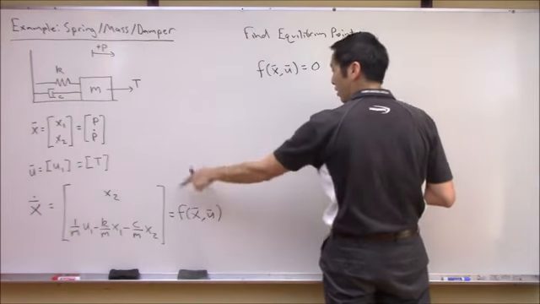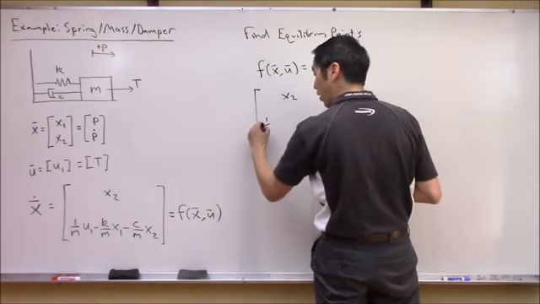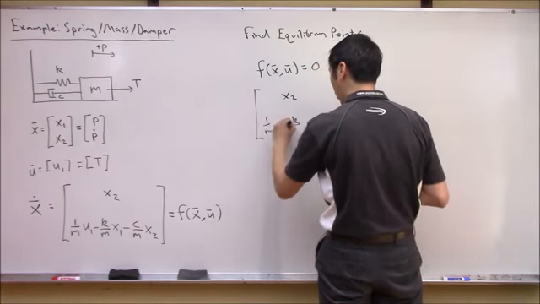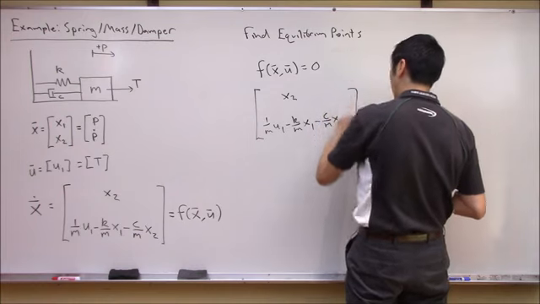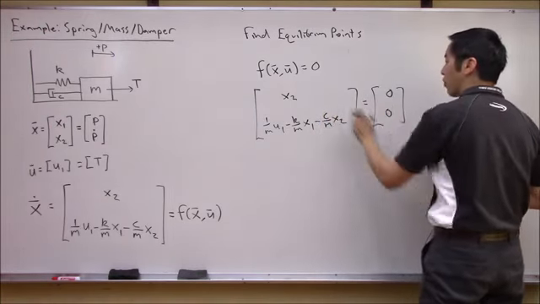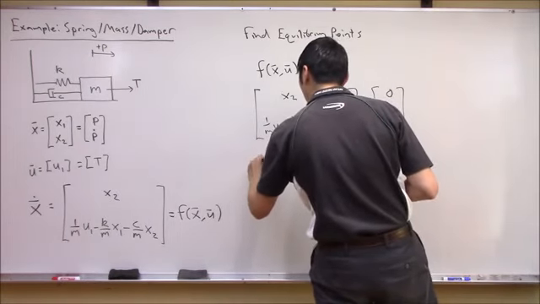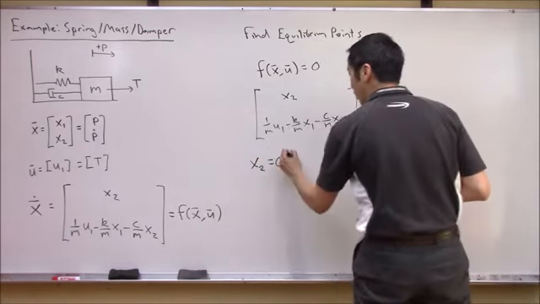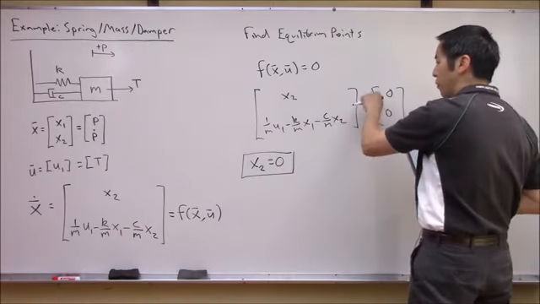So in other words, I just need to solve this equation over here: x2, and then 1 over m u1 minus k over m x1 minus c over m x2. This has got to equal 0, 0. Right? So from the first equation, we immediately see that we have the requirement that x2 has got to be 0. Okay? So we can box this up. This is one requirement that we see immediately from this first row.